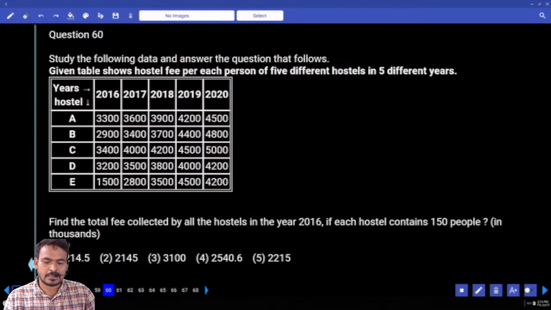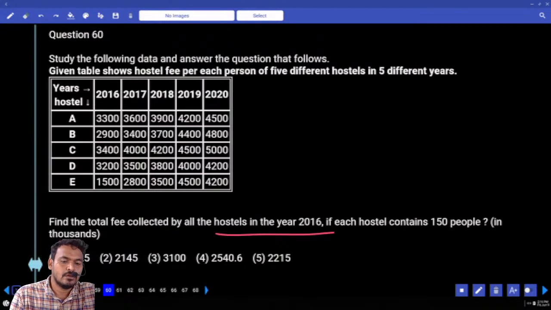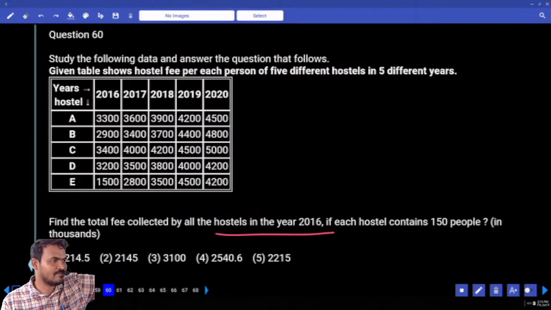Next question number 60. Find the total fee collected by all the hostels in the year 2016, if each hostel contains 150 people, and required in thousands or hundreds? Thousands. All the hostels means vertically or horizontally? Vertical data or horizontal data? 2016, vertical. Means 2016 all the values are. I said vertical first, right?